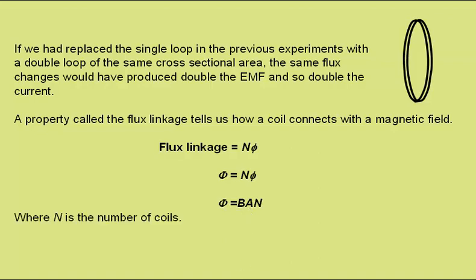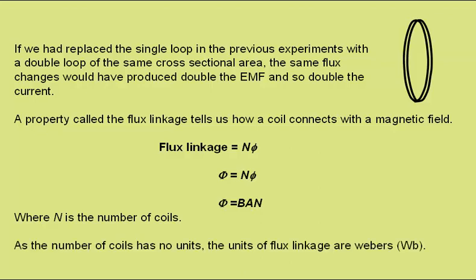In this equation, N is equal to the number of coils. As the number of coils has no units, the units of flux linkage are Webers, the same as the units of magnetic flux.